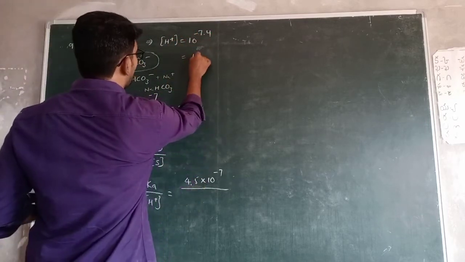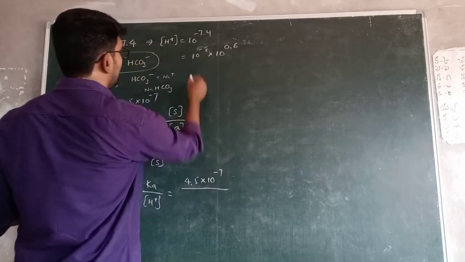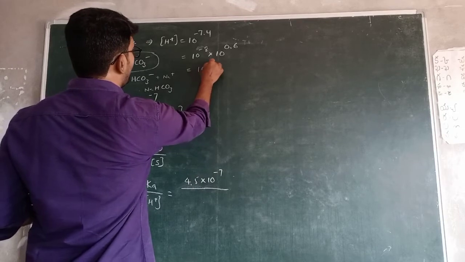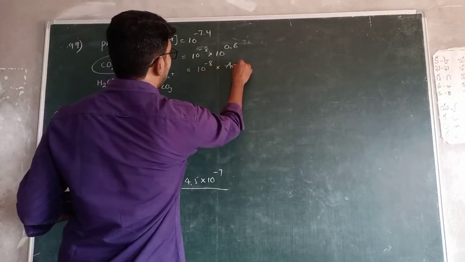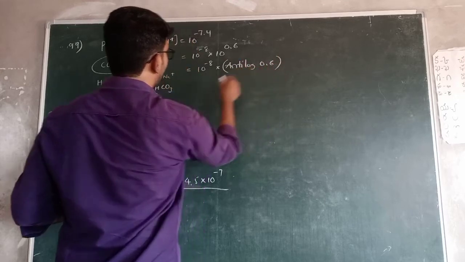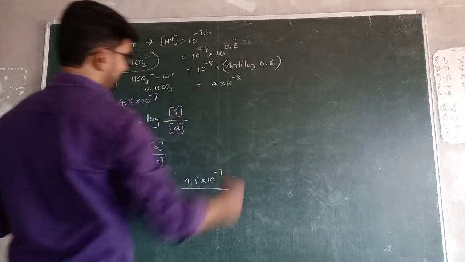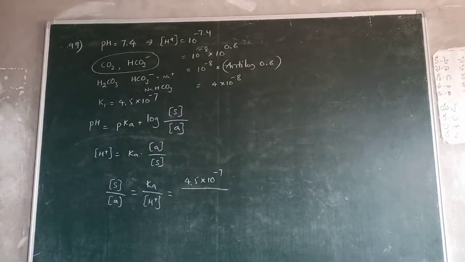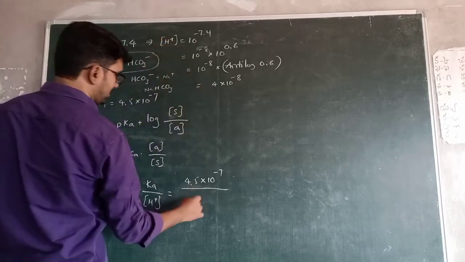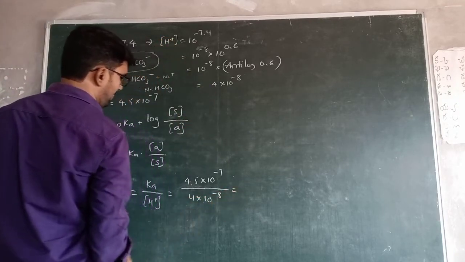So this is 10 to the power of minus 8 into 10 to the power of 0.6. So this is simply 10 to the power of minus 8 into antilog of 0.6. Antilog of 0.6 value is 4. So 4 into 10 to the power of minus 8. Now substitute this H plus concentration value here, 4 into 10 to the power of minus 8.